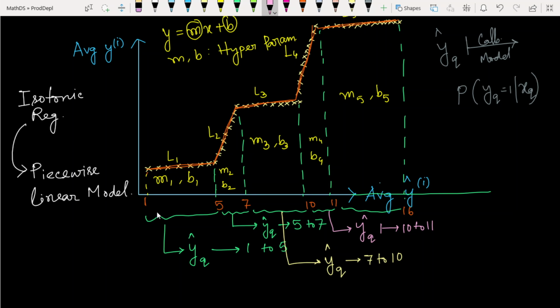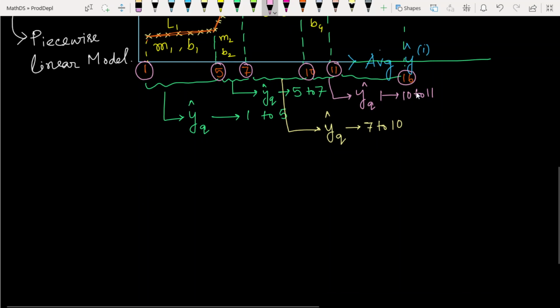The question is, the values that we have got here, 1, 5, 7, 10, 11, 16, these values are called the threshold values. How will we find these threshold values? After finding the threshold values, it will be easy to apply the linear model onto it. But the main question is how we will find them. These things are called the threshold values.